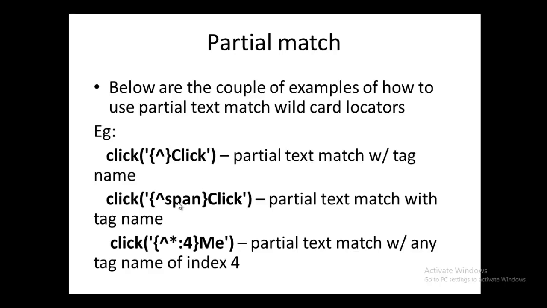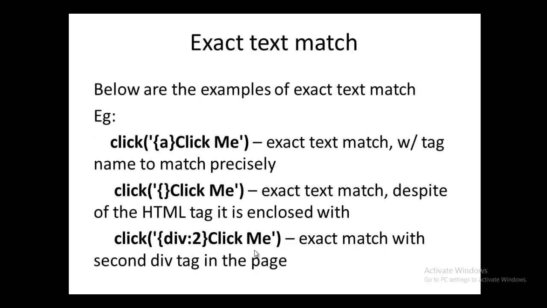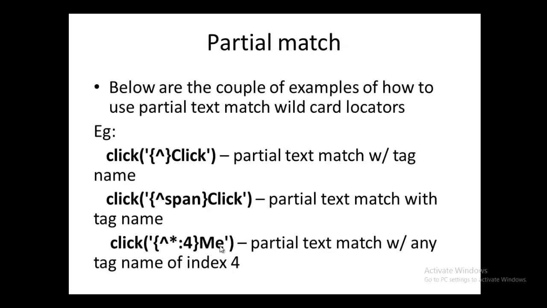Ideally the entire text could be click me, but I'm just telling that as long as you can find click, just go ahead and click. I'm really not bothered about what is present right after click. So that is how you do it. And I also told you about the collection based approach, like if you wanted to click on the fourth index, but this time you are not really sure which tag it is. In the previous example I asked it to click on the second div tag, but in this one I'm not even specific about which tag it is.